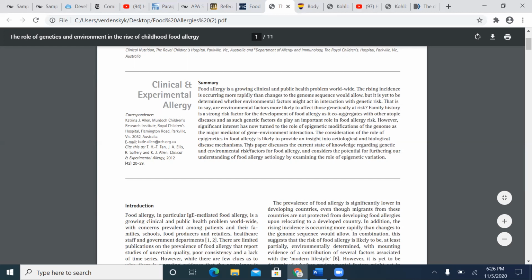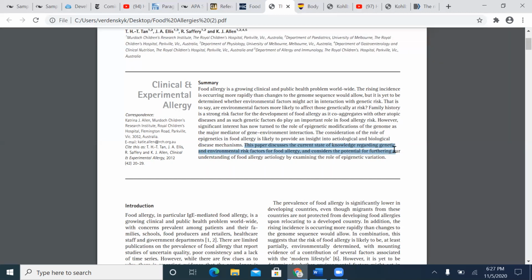and biological disease mechanisms. This paper discusses the current state of knowledge regarding genetic and environmental risk factors of food allergy and considers the potential for furthering our understanding of food allergy etiology by examining the role of epigenetic variation.